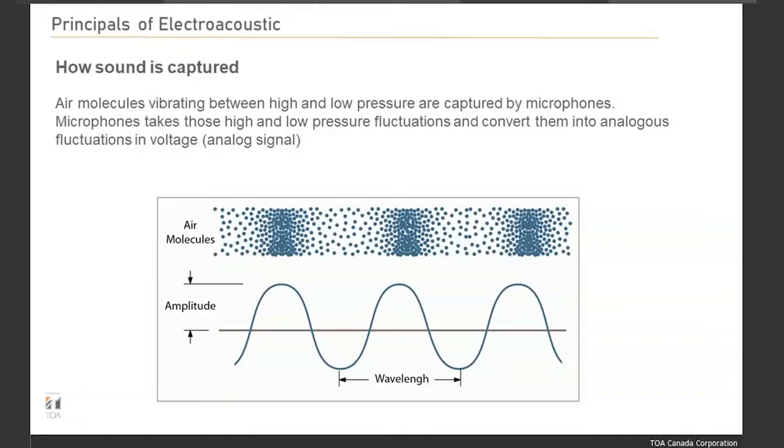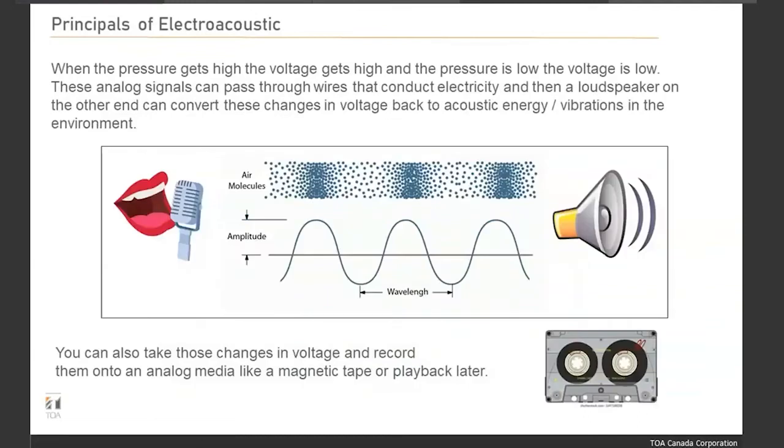If you could see air molecules, that's what they're doing on the way to your ear when the sound pressure gets to pushing the air. So basically, how sound is captured: air molecules vibrating between high and low pressure are captured by the microphones. Microphones take those high and low pressure fluctuations and convert them into analogous fluctuations in voltage, or an analog signal. When the pressure gets high, the voltage gets high, and when the pressure is low, the voltage is low.